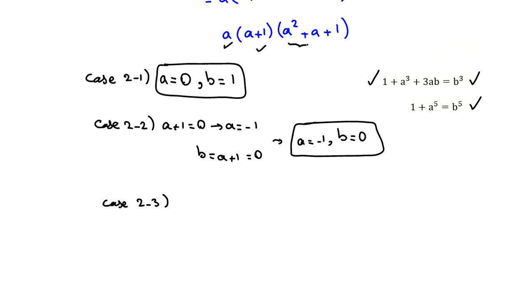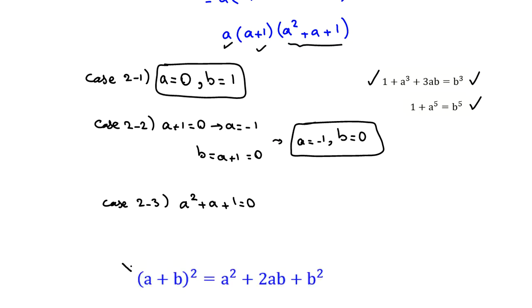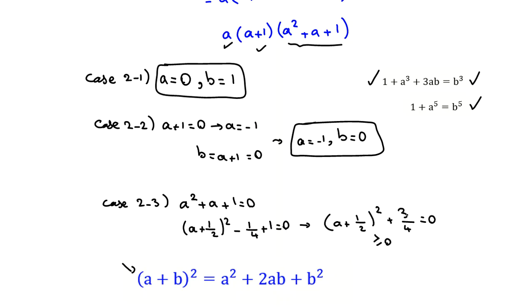Now we should check the last case, case 2.3. We've checked this, now we should check this part if it is equal to 0. A squared plus a plus 1 equal to 0. How can we write it as a square? If we use this identity again, I can say a squared plus a, I can write it as a plus 1/2 squared. I create a squared plus a plus 1 over 4. So I write minus 1 over 4 plus 1 equal to 0. So it will be a plus 1/2 squared plus 3 over 4 equal to 0. I know it is at least 0 and 3 over 4 is positive, so it cannot be possible. So we found two answers.